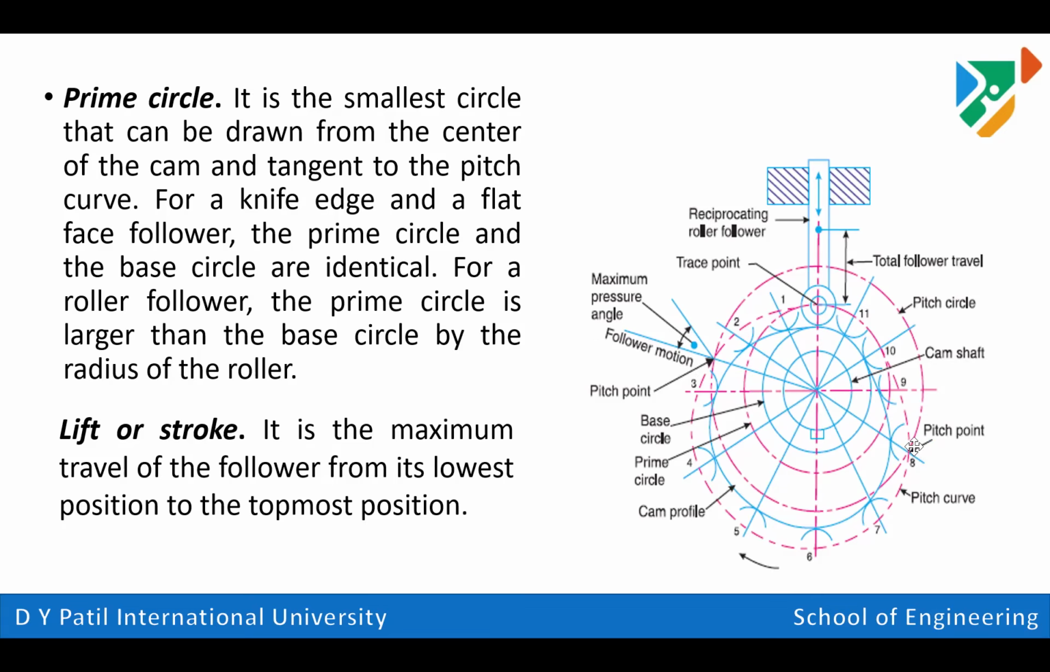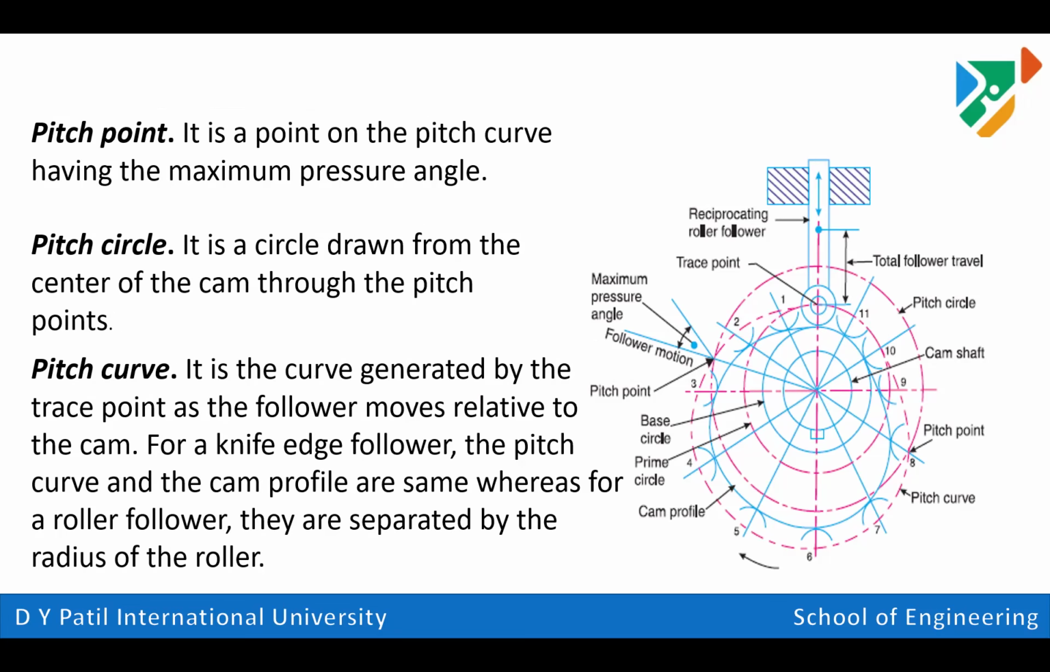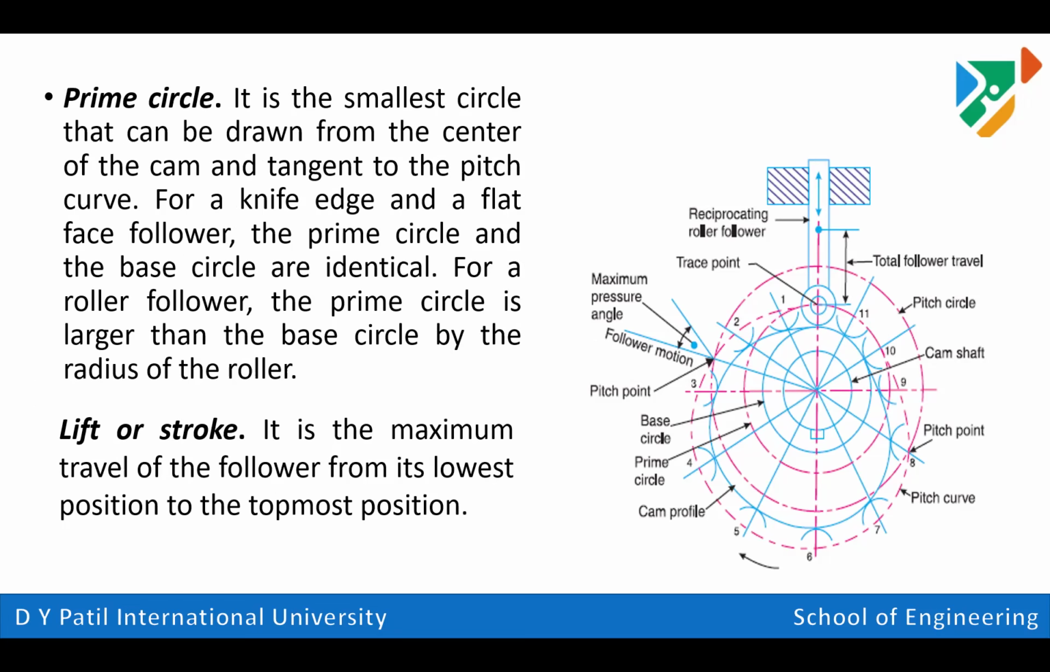And we have this pitch point. The pitch point is the point where we are defining the orientation of that particular curve with respect to the values in a displacement diagram. All the points which we are tracing with the help of the pressure angle values of that particular follower movement, when we have maximum pressure angle value, that point is known as the pitch point. So this is all about the basic terminology which we need to know while plotting the cam and follower.